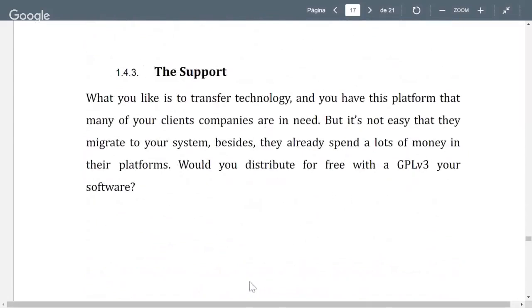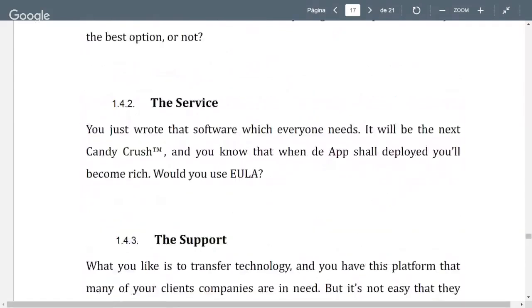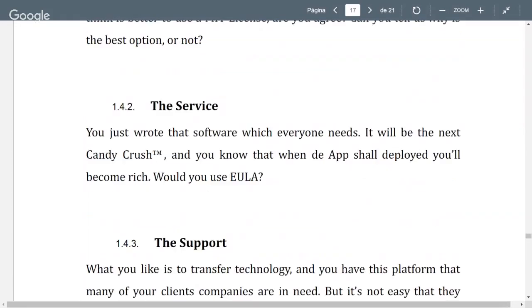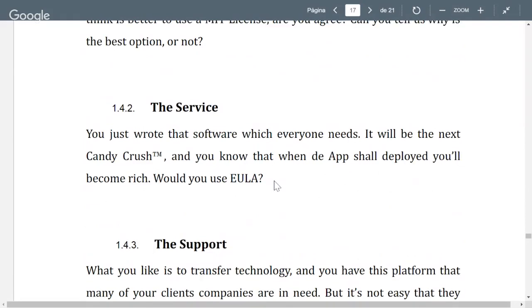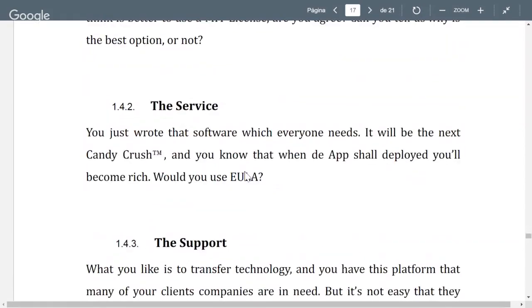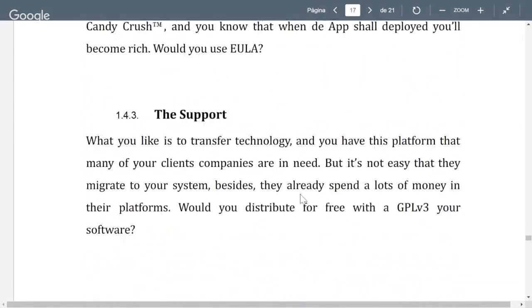And the third one is the support. Before that, I want to say this. We have a case scenario with a non-protective software. The second scenario is a most protective software, a EULA directly, right? It means that in this one you can do whatever you want with that software. In this one you cannot do anything but use it. And the third one is in the middle, right?